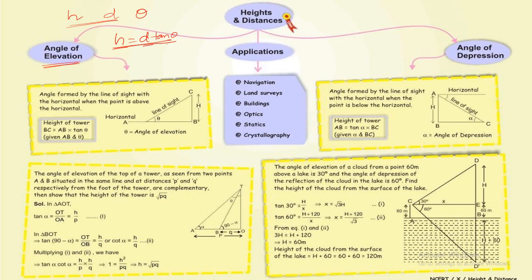And one more thing, this is a special case. See here, if this is alpha and this is its complementary angle, and if one distance is P and the other distance is Q, then what is the height of this particular object? Simply you can use the formula H is equal to root over P into Q. H is equal to root over P into Q.